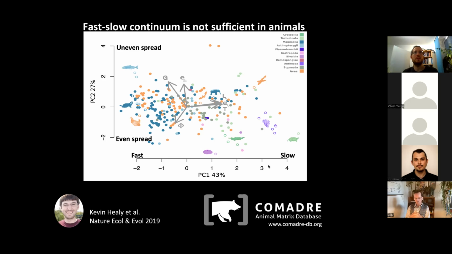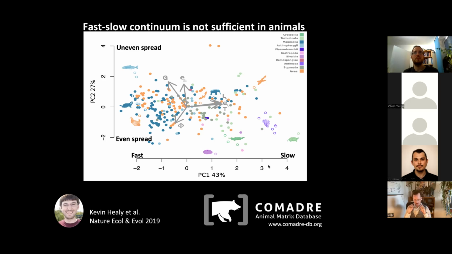Kevin Healy, a postdoc that I co-supervised, led these efforts where we evaluated whether the fast-slow continuum is also the be-all and end-all of animal demography. And the answer again is no. On the x-axis, you have the first PCA. This is also phylogenetically controlled, by the way. And this PCA absorbs 43% of that variation. Species to the left are fast and short-lived. Species to the right are slow and long-lived. But then importantly, we have a second axis that absorbs 27% of variation.